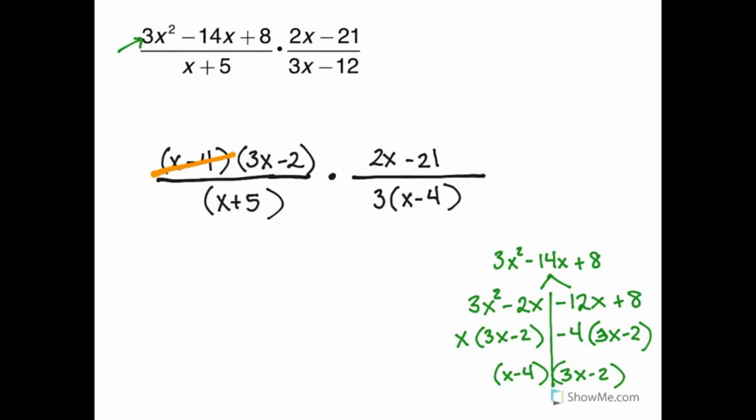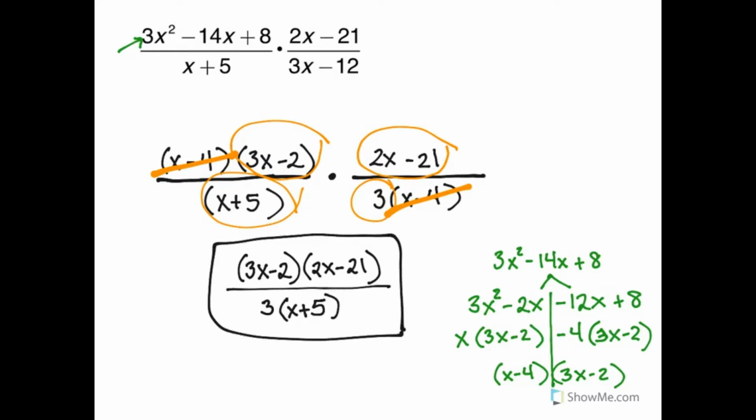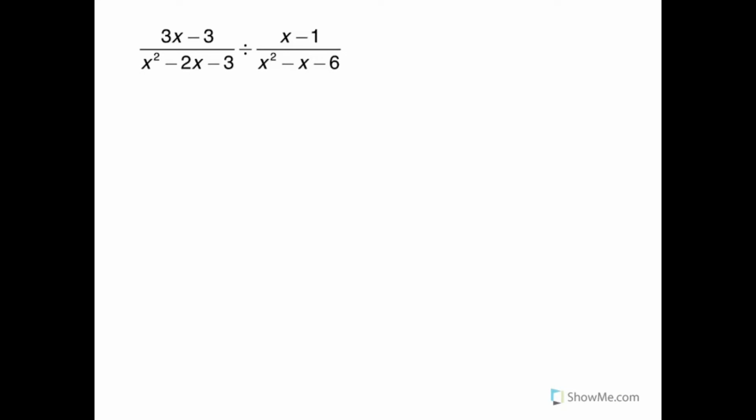I see an x minus 4 on the top that I can cancel with an x minus 4 on the bottom. But that's it for canceling, so I'm left with 3x minus 2 and 2x minus 21 on the top, and x plus 5 and 3 on the bottom. And there we go. Now we're going to divide rational expressions.